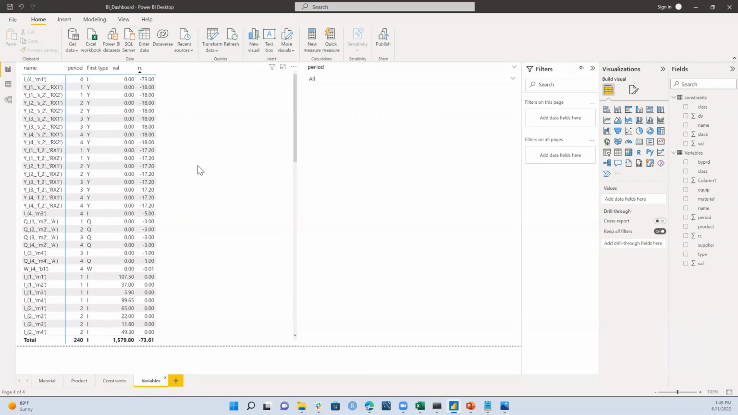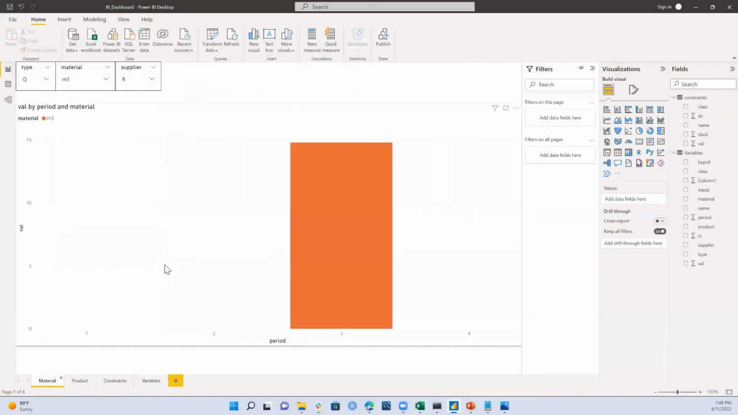So again, very simplistic, but big complex models with thousands or tens of thousands of constraints and decision variables require something of this sort in order to do your solution analysis.